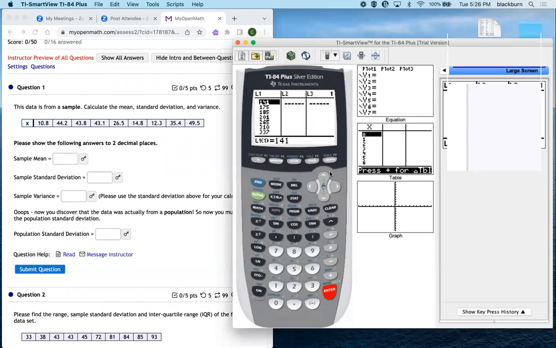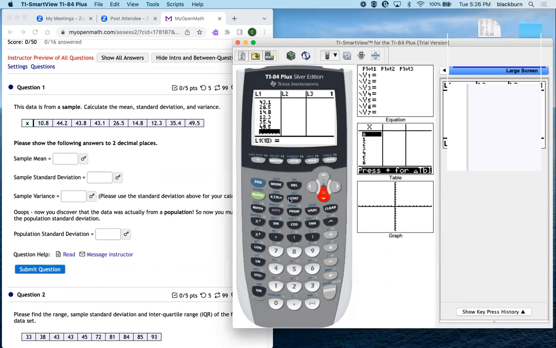All right, so let's go to edit our list, clear, enter. I want to put that list in same as I did, right? 10.8, 44.2, 43.8, 43.1, 26.5, 14.8, 12.3, 35.4, and 49.5. So there we go. I got my 9 data values entered.